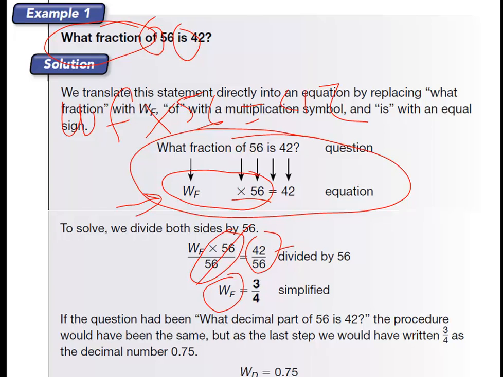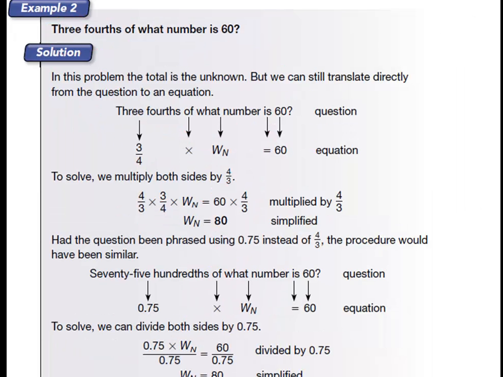Now if it asks us for a decimal, then we'd just convert that to 0.75. We've done this before. It shouldn't be new. We should be okay with this. Let's look at number 2. It says 3/4 of what number is 60.